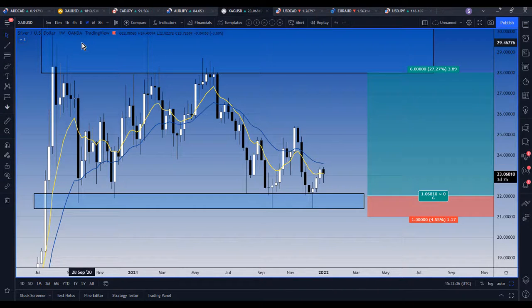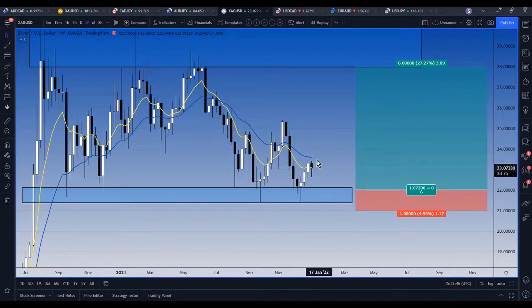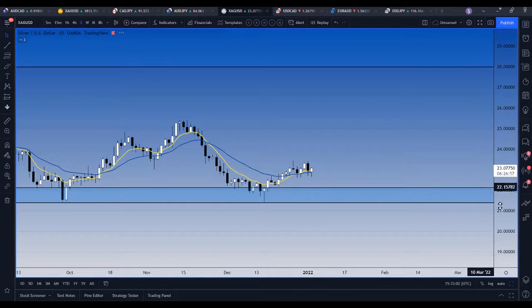However, this is a weekly time frame, so it could take some time to get to the target. So don't be too put off by the fact that you haven't hit target at the moment. It's a 6% trade based on a weekly or monthly range, so you've got to be realistic. But that's doing what I would hope it would do. It's slowly pushing to the upside.